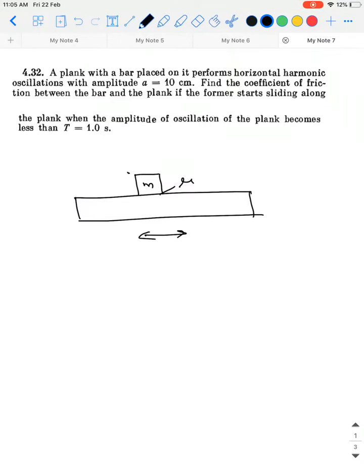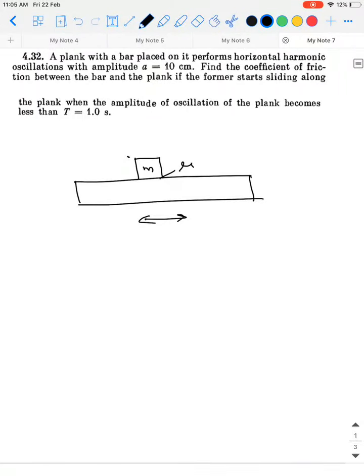Let's say coefficient of friction is mu. The bar starts sliding along the plank when the amplitude of oscillation of the plank becomes more than the given amplitude of 10 centimeter, and the time period is given as 1 second. So we can just consider that, let's say the particle is at its extreme position.